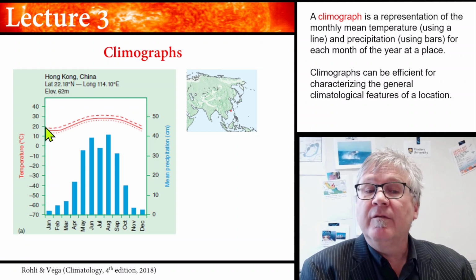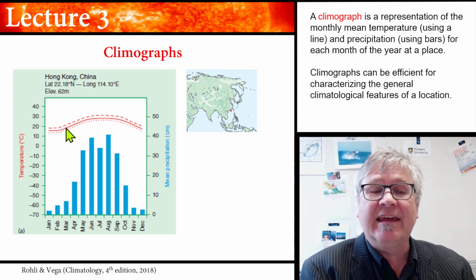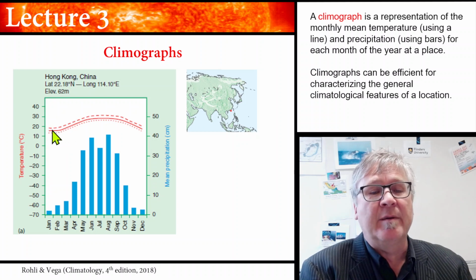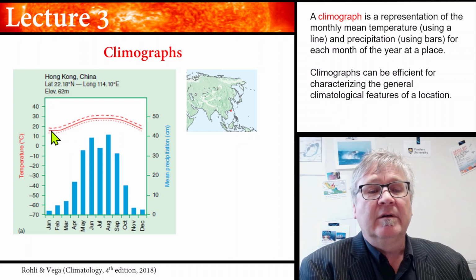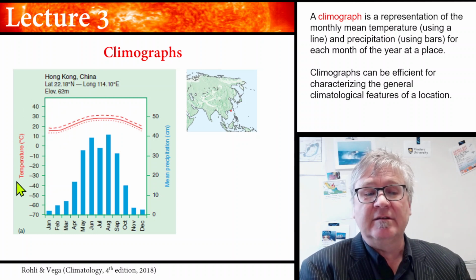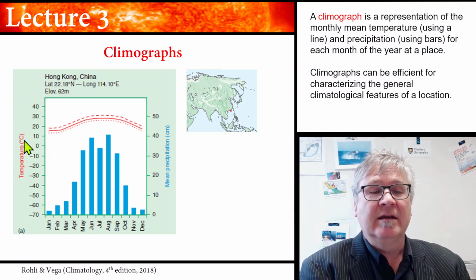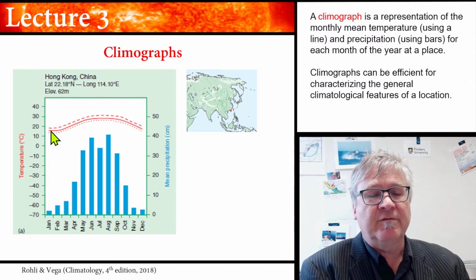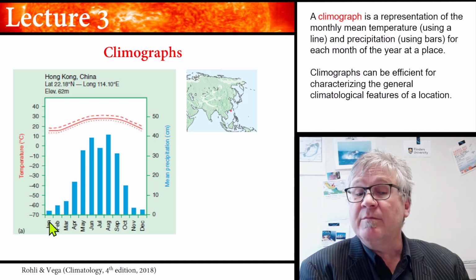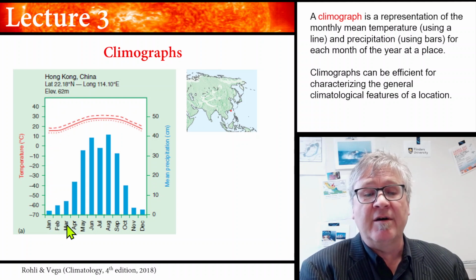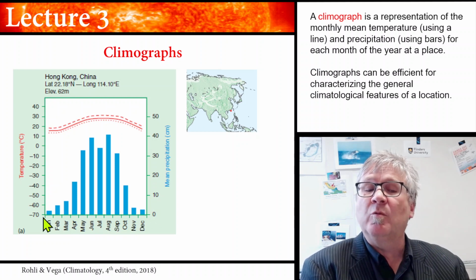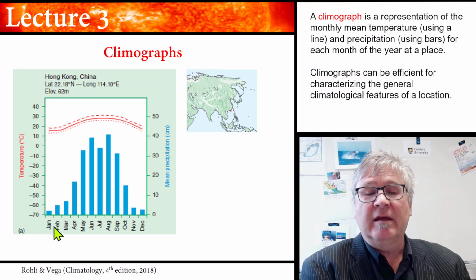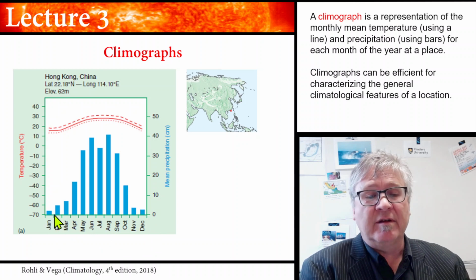The red curve, the solid line here, is monthly mean temperature. The temperature scale is on the left side. You can see it's around maybe 16 degrees for January. The x-axis shows the months of the year: January, February, March, you know the months of the year. We are in the northern hemisphere, so the winter months include December, January, February, something like that.